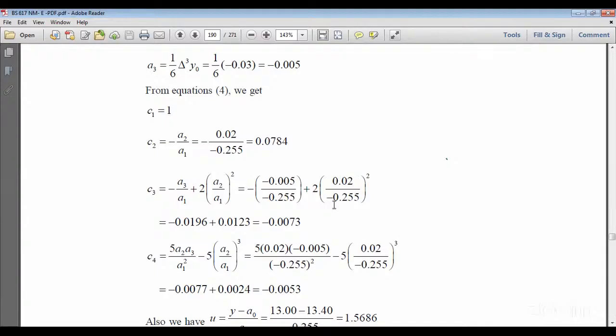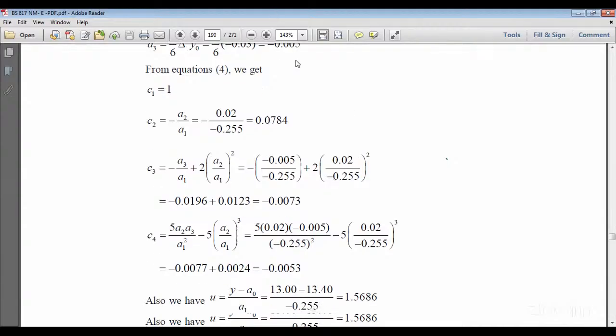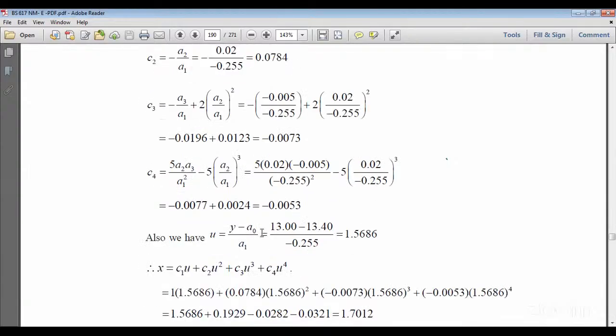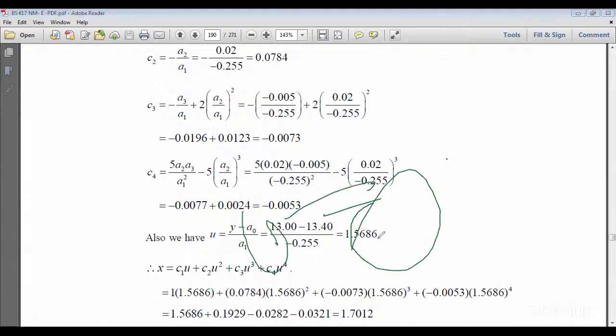c4 is 5 a2 a3 by a1 square minus 5 times a2 by a1 whole cube. That is 5 times 0.02 times 0.005 divided by a1 value, 0.255, and on simplification the value is minus 0.0053, the output coming here. Also we have u is equal to y minus a naught by a1. So what is the fundamental of x equal to c1 plus c2 u square plus c3 u cube plus c4 u4, we are taking here.